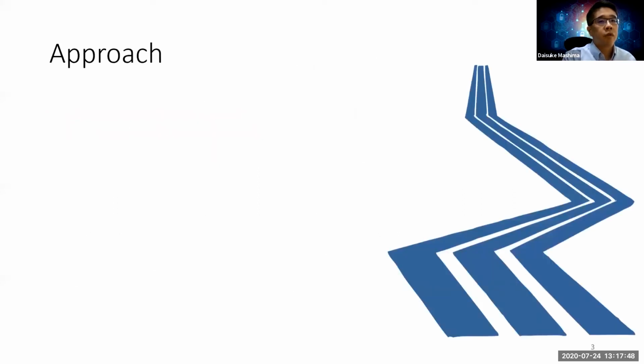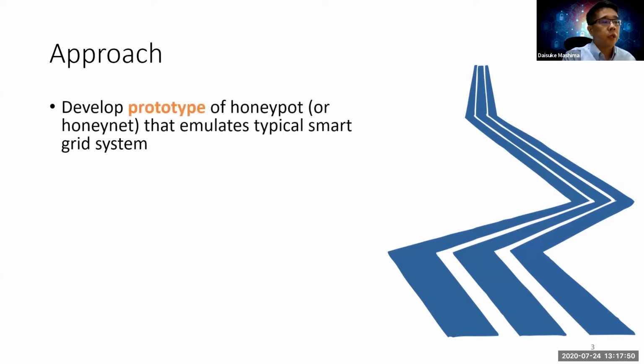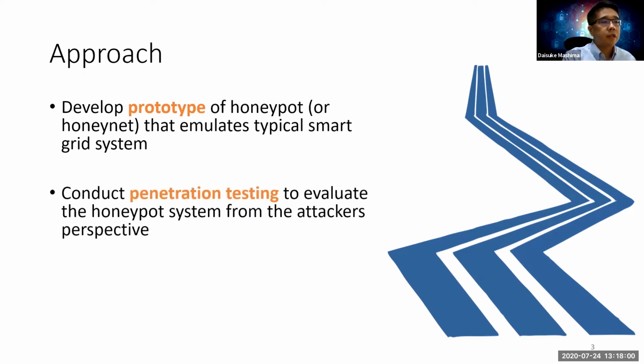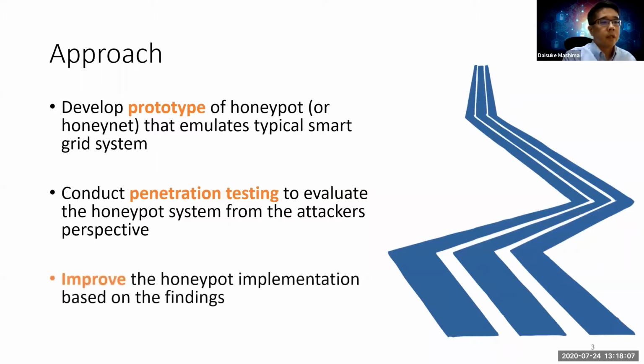Let me first go through our approach. We start with developing a prototype of the honeypot system that emulates a typical smart grid infrastructure. Then we evaluate this initial prototype from the attacker's perspective by means of penetration testing. Then, based on the findings, we improve the honeypot implementation to be ready for real-world threat intelligence collection. Steps 2 and 3 are repeated multiple times to iteratively improve the quality of the honeypot.